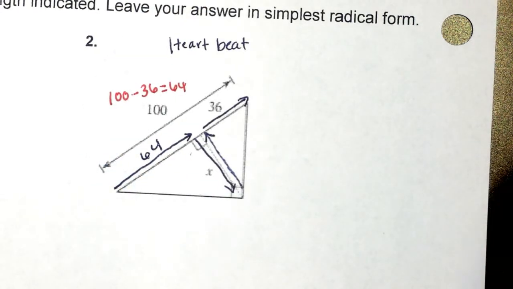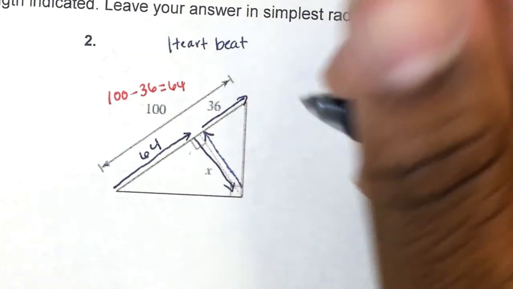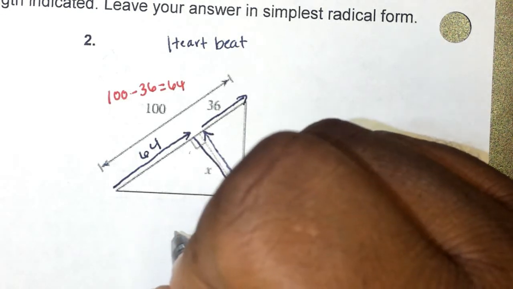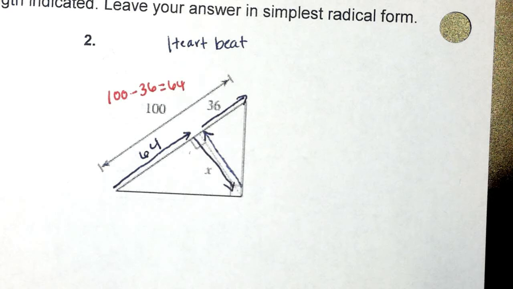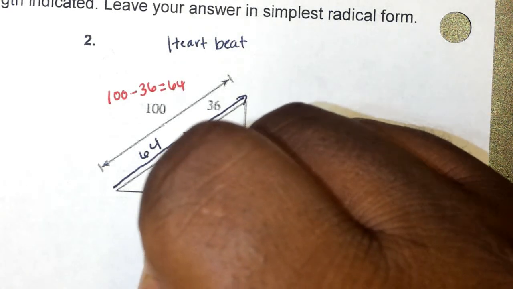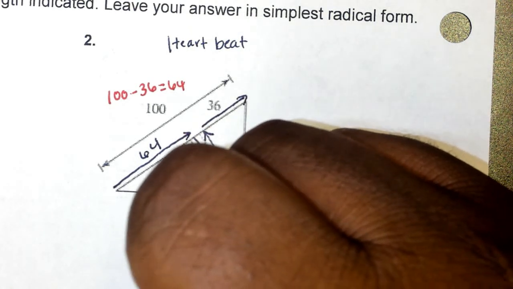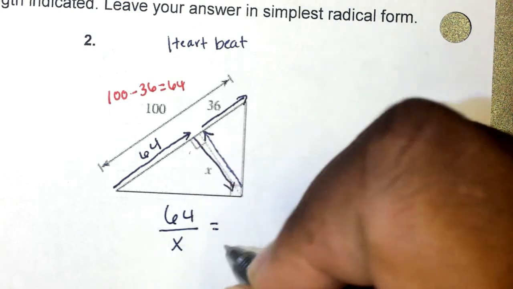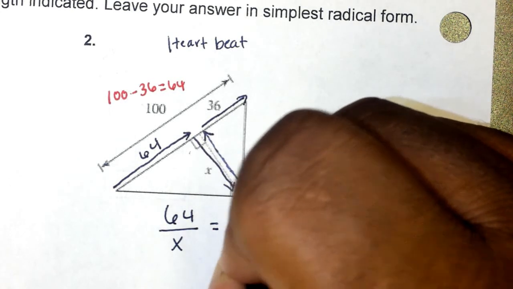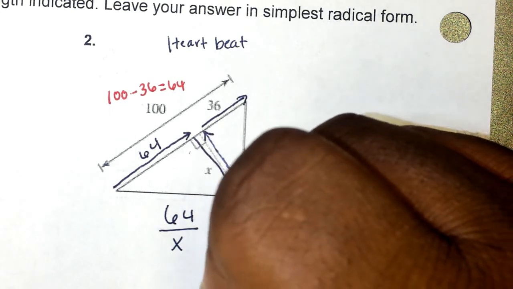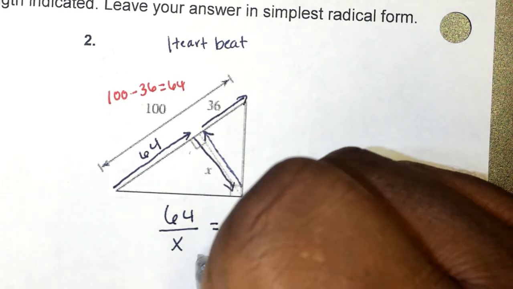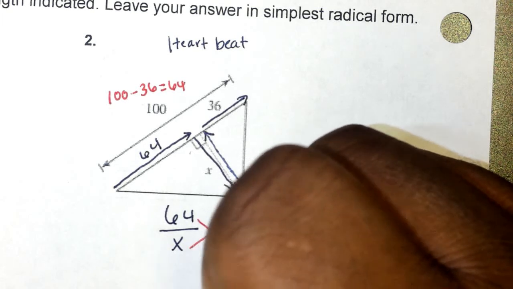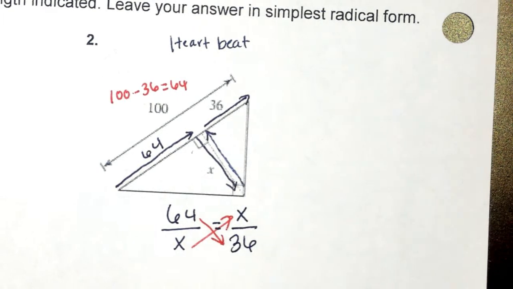Now that I have that, I'm ready to write my proportion. Jamal, go ahead and finish it. You going that way? Okay, that's not the way I drew my arrows, but that's fine. Yeah, thank you. 64 over x. Yes. Cross, cross. Don't get big numbers, don't be scared though.